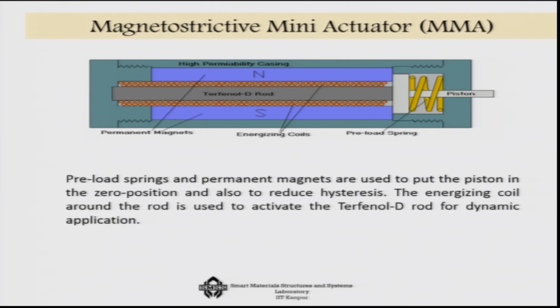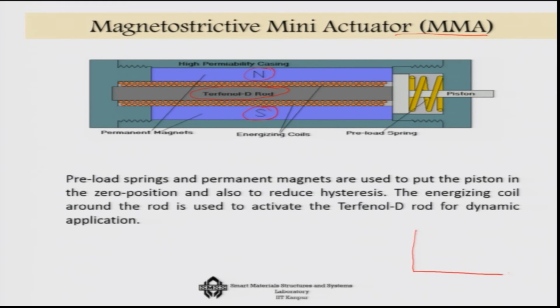And in terms of actuators, there is one actuator which is very common, known as the magnetostrictive mini actuator. What you do here is you have a Terfenol-D rod, and then you have the energizing coils here. The coils basically give the magnetic field. Also you give a bias magnetic field, as I told you.